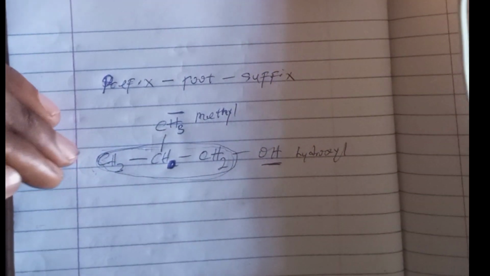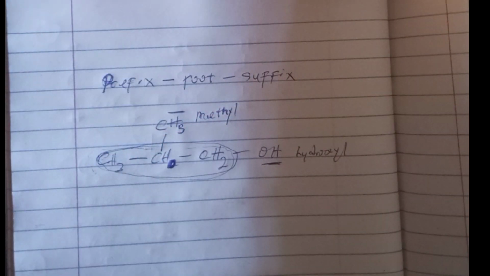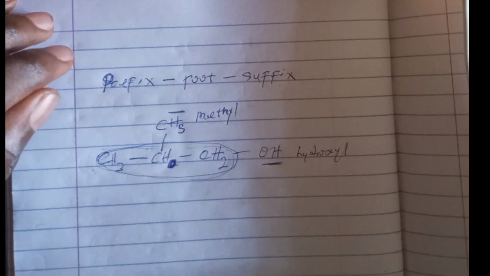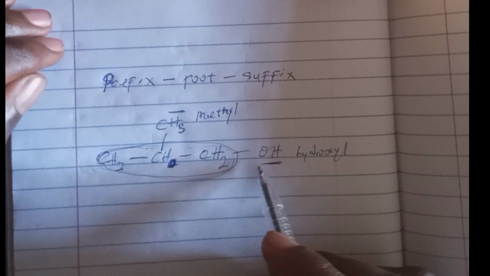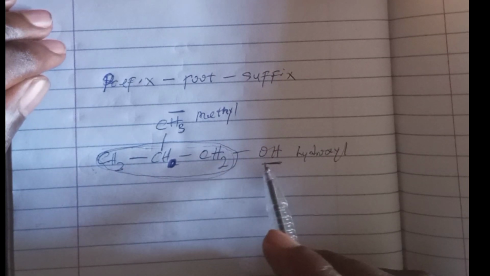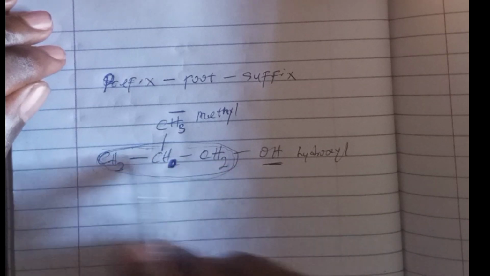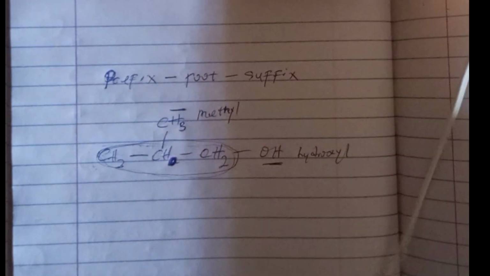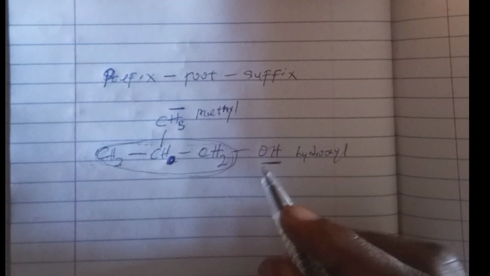In this case, which one do we pick as the suffix? We can have multiple prefixes, but just one suffix. I want to pick the hydroxy, which is the OH, as the suffix. Why? Because it is the one attached directly to the longest possible chain. So we have successfully gotten our root and our suffix, and we're going to add them together now.